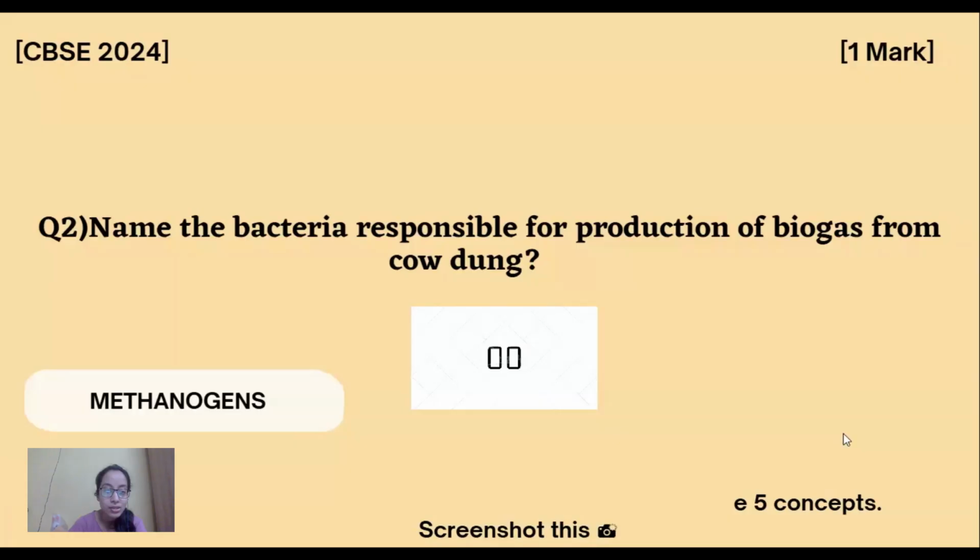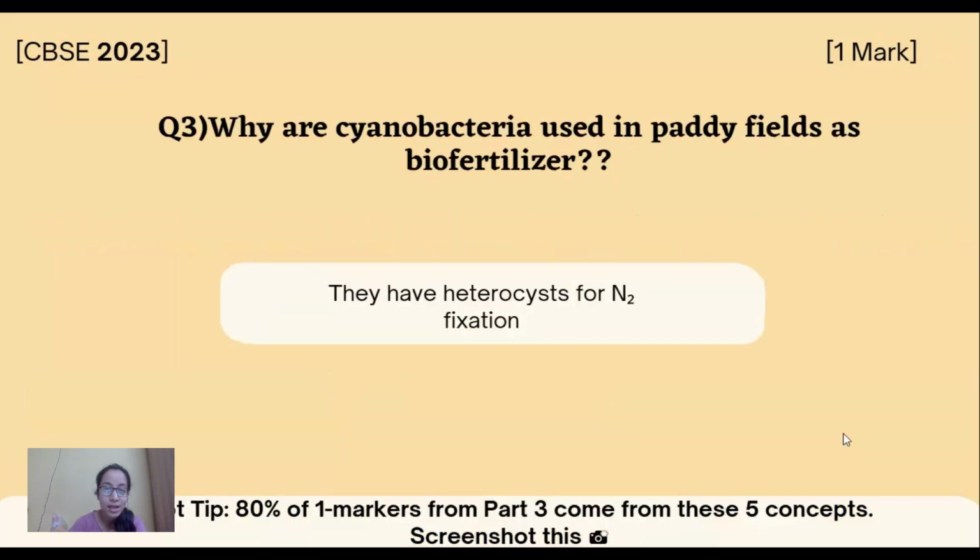The second question is, why are cyanobacteria used in paddy fields as biofertilizers? Think and answer. Because they have heterocysts for nitrogen fixation. Note these questions in your notebook. It will help you in your preparations before your exams.